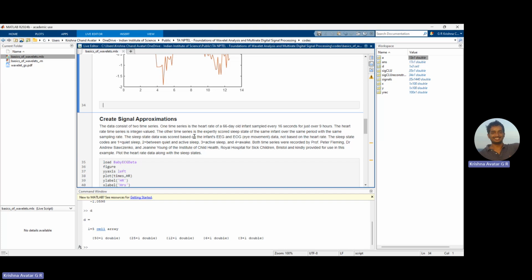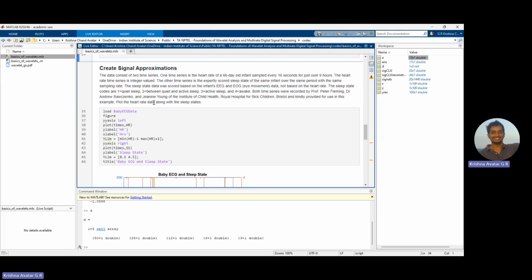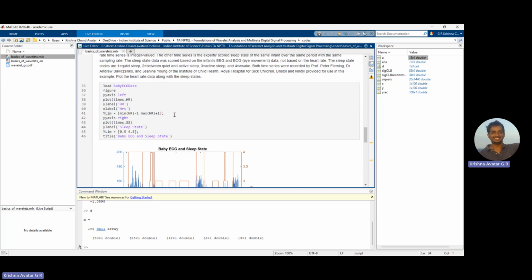The sleep state codes that were defined are: one stands for quiet sleep, two is between quiet and active sleep, three is active sleep, and four is awake. Both time series were recorded by professors at a pediatric institute. At first, what was done is to plot the heart rate along with the sleep states. We loaded this data, which is available in the examples folder of MATLAB's directory.